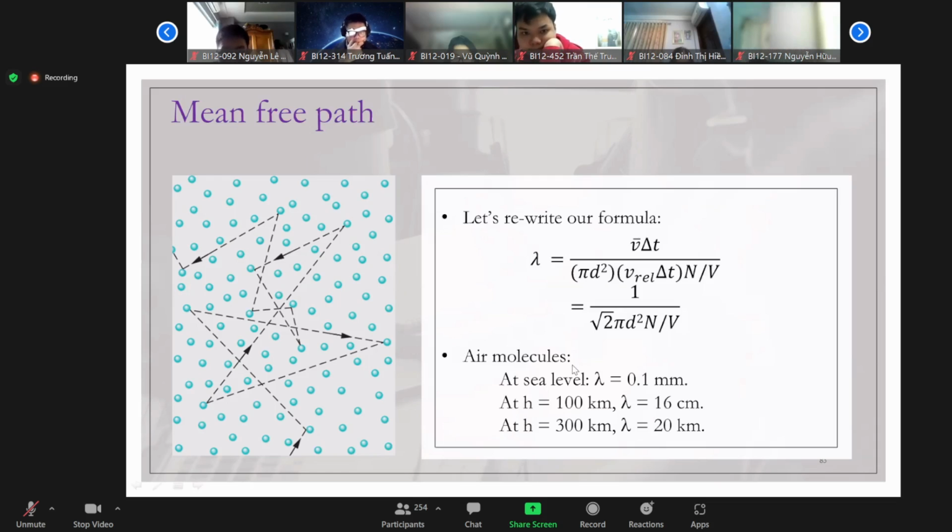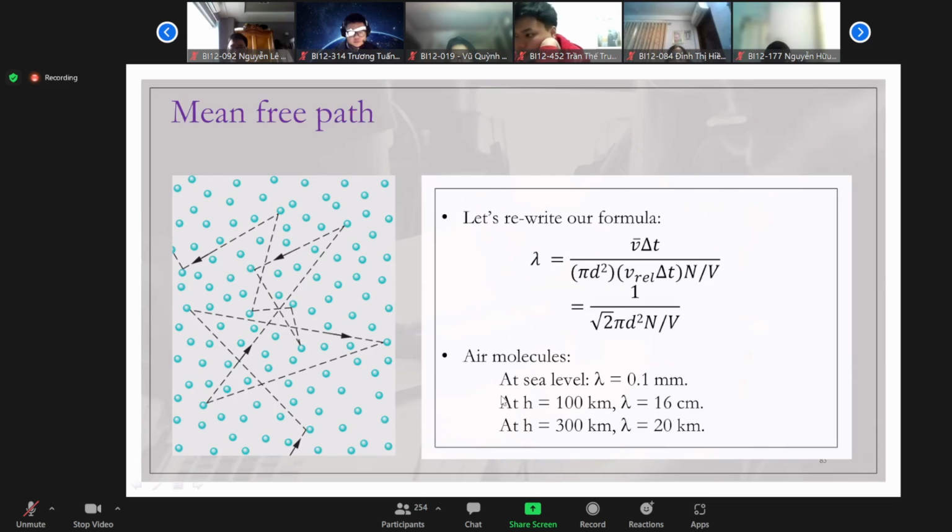If we consider, for example, the air molecules at sea level, it will have a mean free path which is very small. So if we look at the mean free path, we can have a very good idea about the density of the gas. Here we see that it has a quite big density for the air molecules.